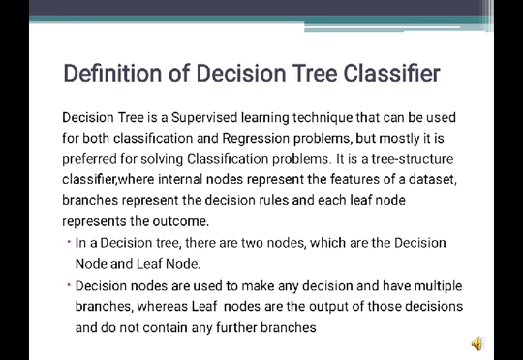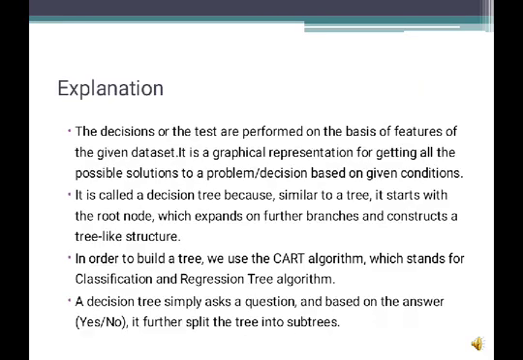In a decision tree, there are two nodes, which are the decision node and the leaf node. Decision nodes are used to make decisions and have multiple branches, whereas leaf nodes are the output of those decisions and do not contain any further branches. The tests are performed on the basis of the features of the given dataset.